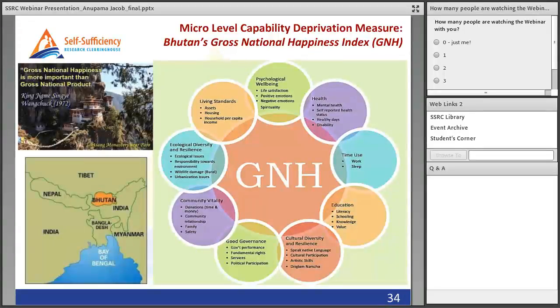So one example of such a multidimensional measure is Bhutan's Gross National Happiness Index. The term gross national happiness was coined by the fourth king of Bhutan, who argued that gross national happiness is more important than gross domestic product. This index has 33 indicators categorized under 9 domains that include the more traditional areas of health, education, and standard of living, as well as other aspects such as good governance, environmental conservation, and cultural preservation. So the index provides a holistic picture of well-being of the Bhutanese people and is used in the design of economic and social policy in Bhutan, as well as a tool to provide policy incentives for the government, for businesses, and NGOs.